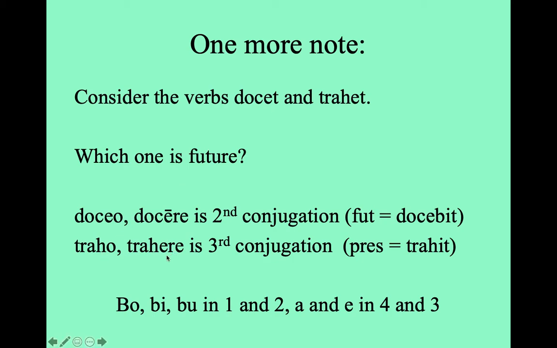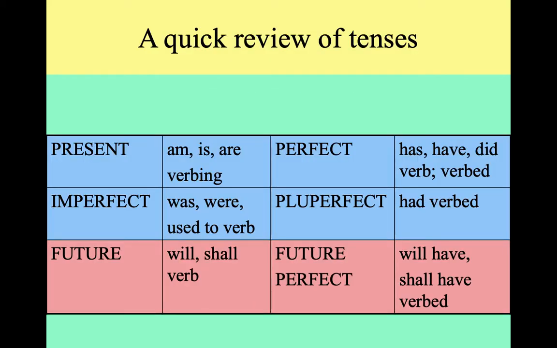Traho, trahere, on the other hand, short e, is third conjugation, which means that et is actually the future form. It means he will drag. The present tense form is trahit, he drags. Ladies and gentlemen, you've got to pay attention to the conjugation of the verb. Look it up if you're not sure, because it's bi-bo-bu in 1 and 2, a and e in 3 and 4.